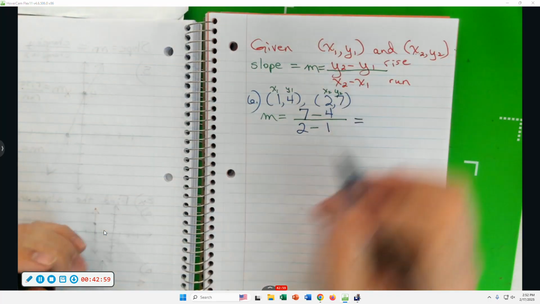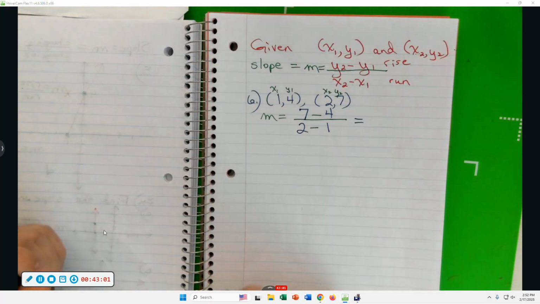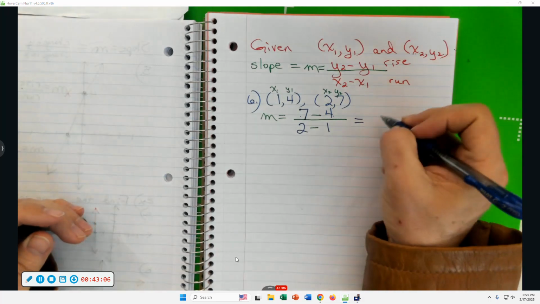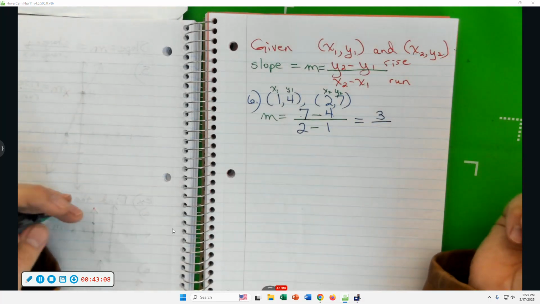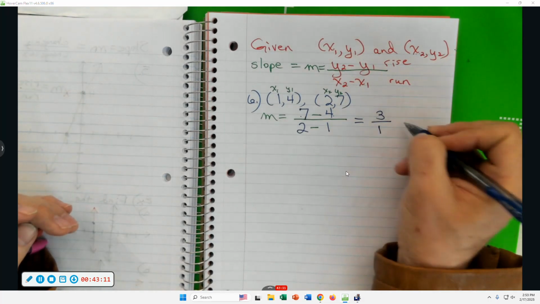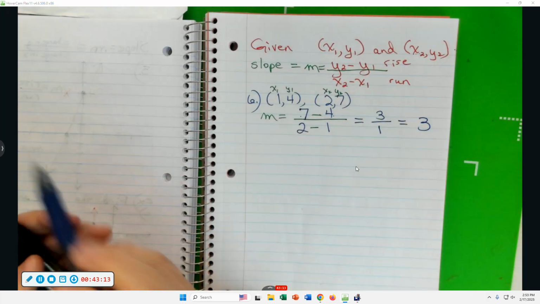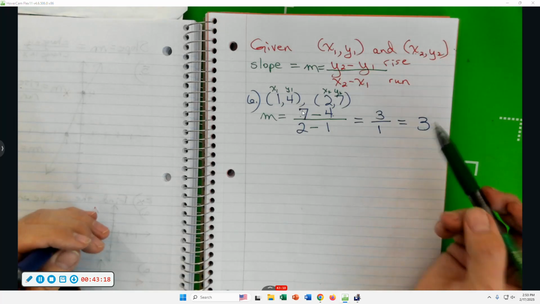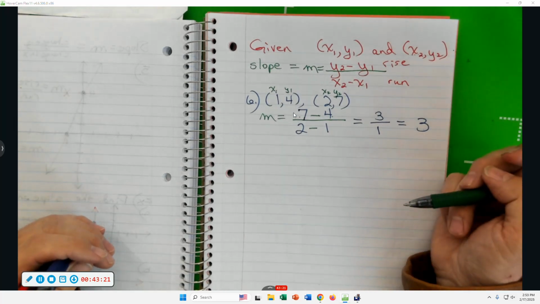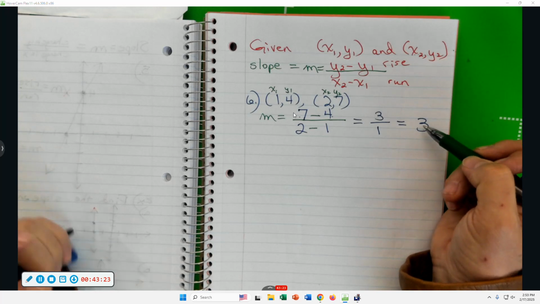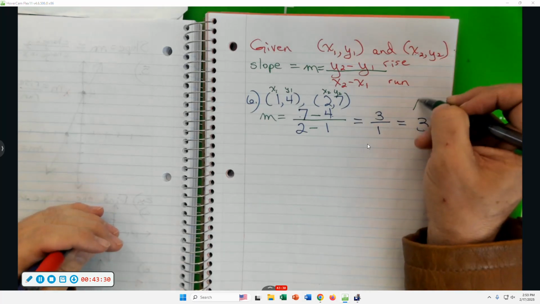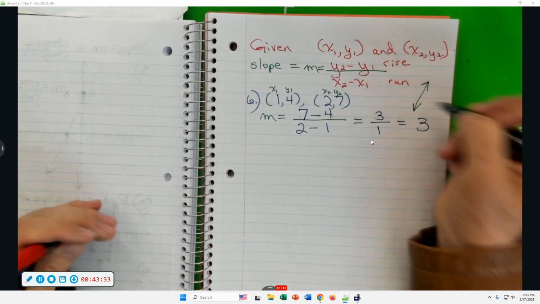Well, this is a pretty nice one to start off with because there are no negative coordinates. 7 minus 4 is 3. What's the run going to be? 1. So 3 over 1. Our slope is a positive 3. Knowing that it's positive, that means it's rising from left to right. The fact that it's 3 means for every increase in X, the Y value goes up by 3, so it'd be pretty steep. It looks something like that. It'd be a pretty steep slanted line.